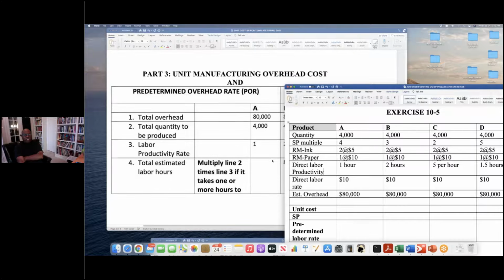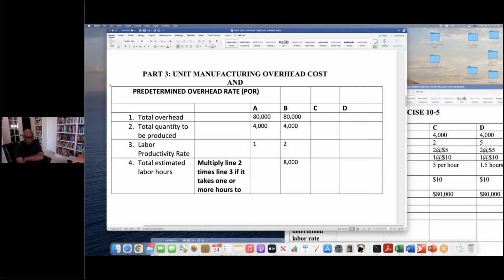So the next thing we're doing is coming up with the total estimated hours. If it takes us 1 hour to make an item and we have to produce 4,000, how many hours is it going to take? You just multiply those two, lines 2 and 3, and it's going to be 4,000. It takes us an hour to make the item, we have to make 4,000. 1 times 4,000 is 4,000. Correct, 4,000 hours.